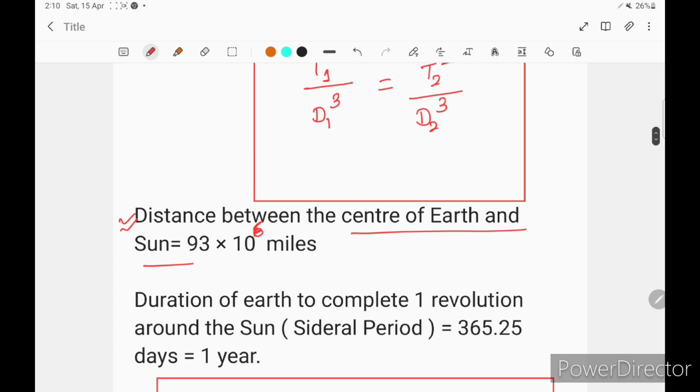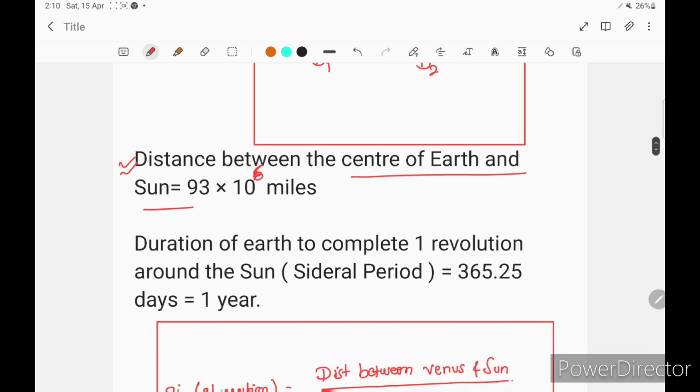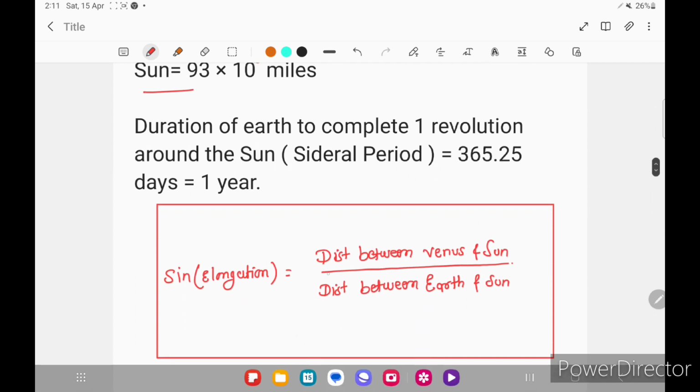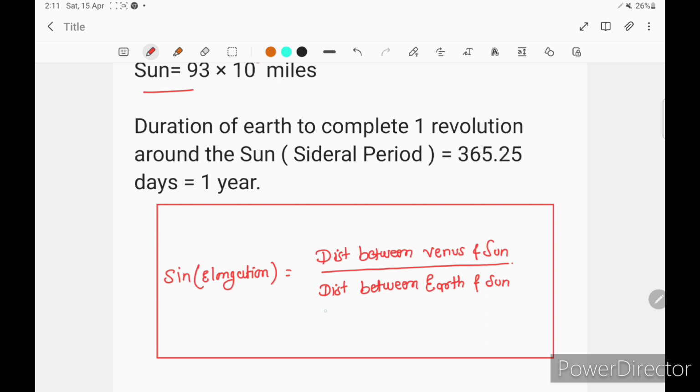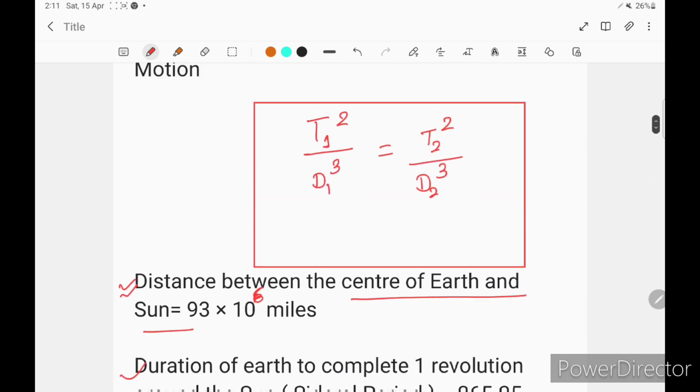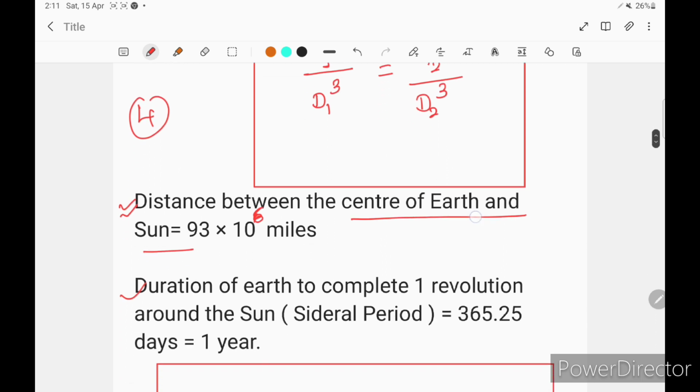The duration of Earth to complete one revolution around the sun, the sidereal period, is equal to 365.25 days, that is equal to 1 year. And for sun elongation, the formula is distance between Venus and sun over distance between Earth and sun. So you have to remember these total 4 things. Once you remember them, you can easily solve this type of numerical and easily score 25 marks.